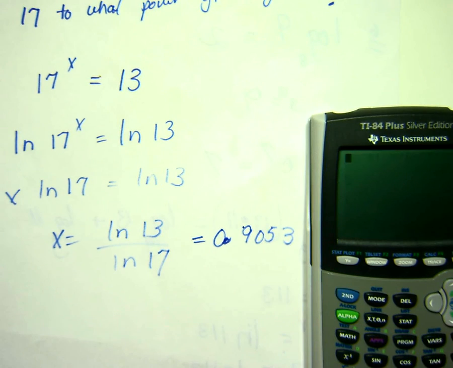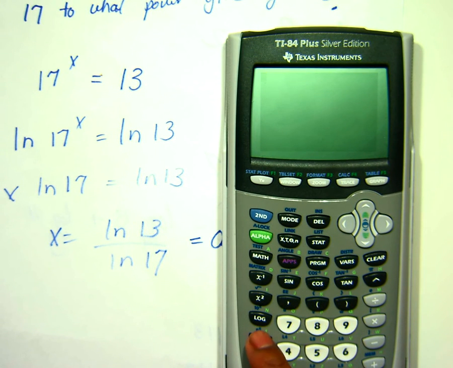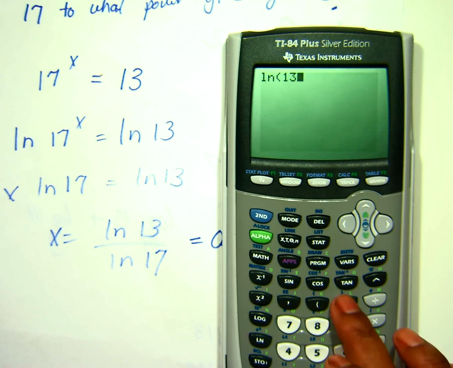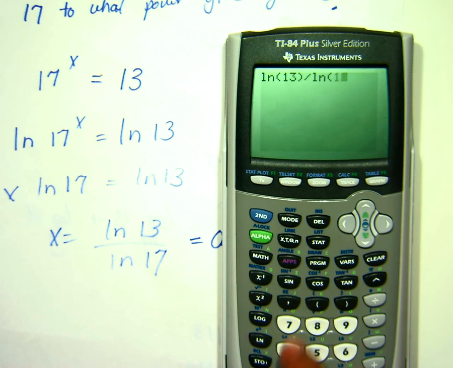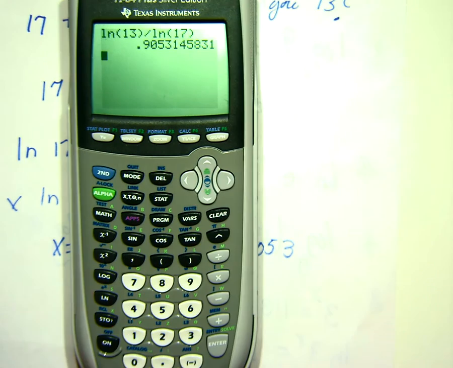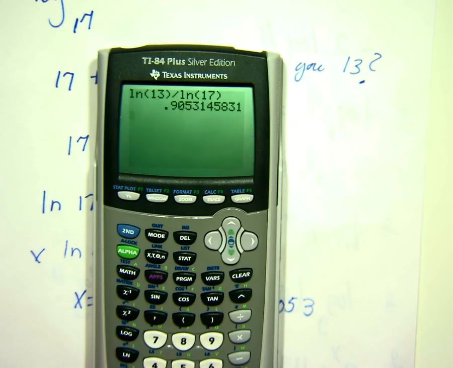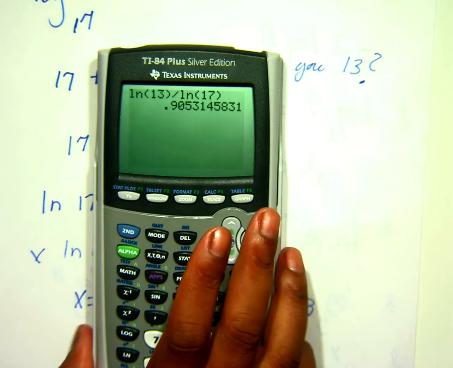So let's see how we got that. I'm going to hit the natural log key in. Put 13, close parentheses, divided by natural log 17, close parentheses. And pay close attention to what is being asked for, what decimal place. Since it's asking for 4 decimal places, we have 1, 2, 3, 4. Behind that 3 is just a 1, so it doesn't round up. So your final answer is 0.9053. Once again, be careful when you actually round it on your turn.